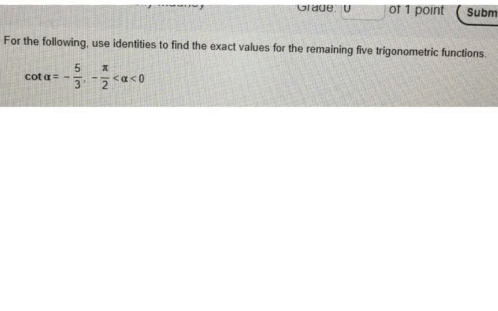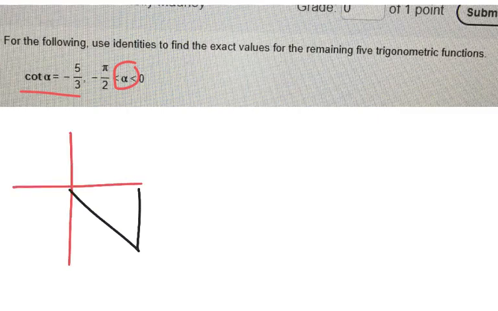Here it says find the 5 remaining trig functions given that cotangent of alpha is negative 5 over 3. And it also tells me alpha is between negative pi over 2 and 0. All that means is alpha is in the 4th quadrant. So I'm going to draw my triangle in quadrant 4. Here is my reference angle for alpha. And now cotangent is the adjacent over the opposite. So that means my adjacent side would be 5. My opposite side is 3.